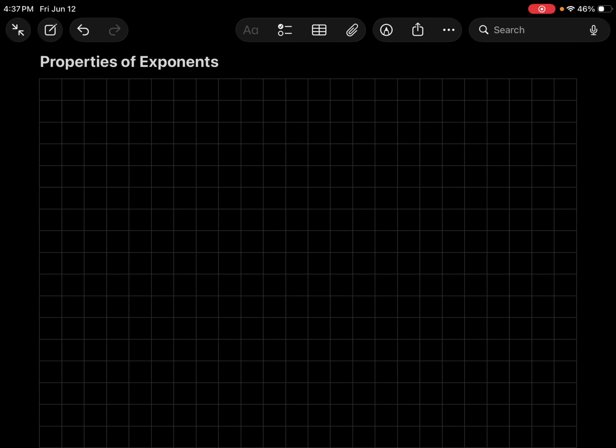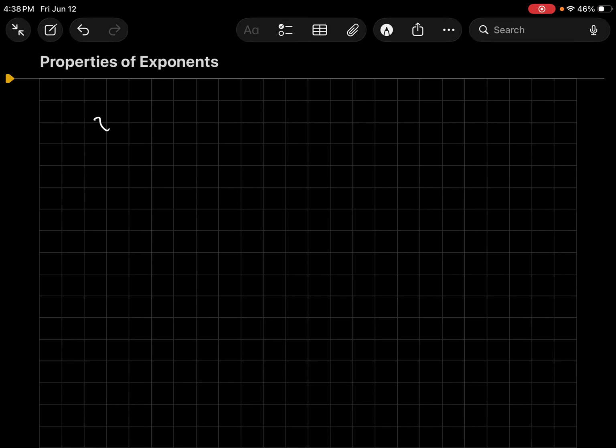Properties of exponents. Now the real goal in this section, or in this unit, is to find the properties and understand properties of logarithms. But to understand the properties of logarithms, I believe we really need to understand the properties of exponents first. Now, we'll see why, not in this video, but in the next video or two. So for here, let's just talk about the properties of exponents.